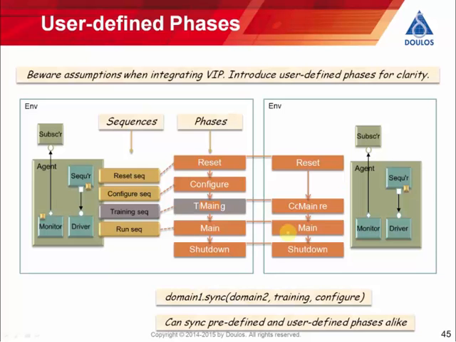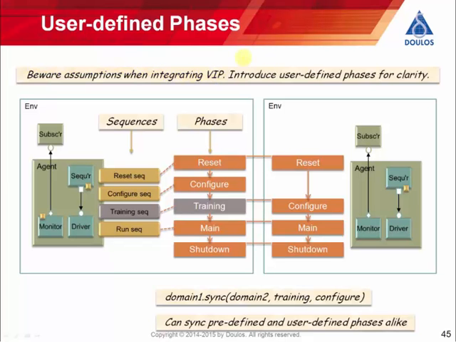But you should always beware assumptions when integrating verification IP. And this is the first principle that comes way before we start considering the nitty-gritty of the infrastructure. Always check assumptions. So whether or not runtime phases are being used, whether we're using virtual sequences, built-in runtime phases, user-defined runtime phases, whatever, always check your assumptions.